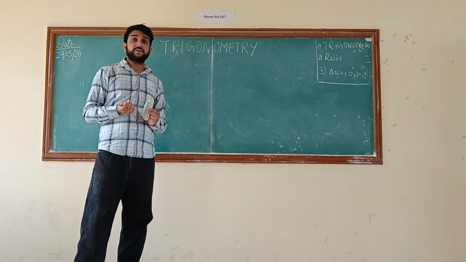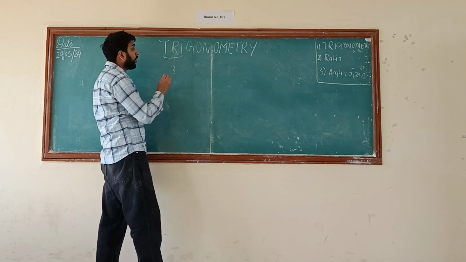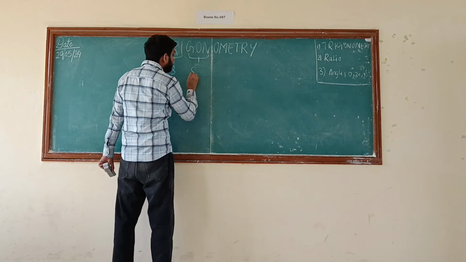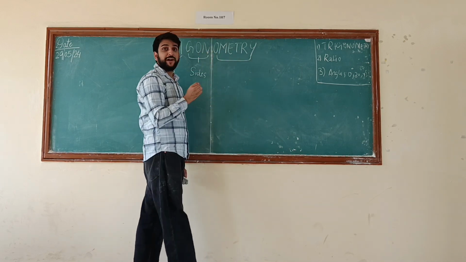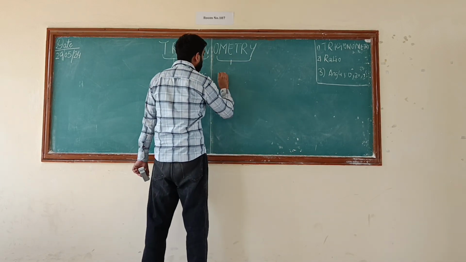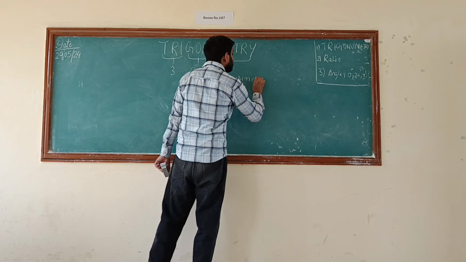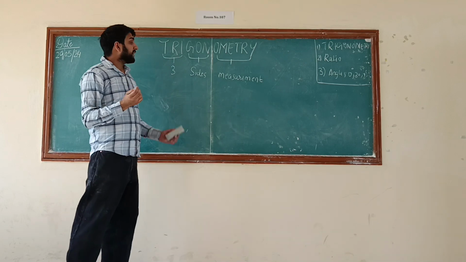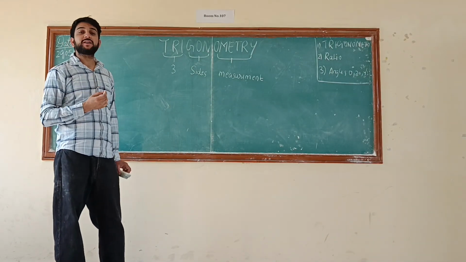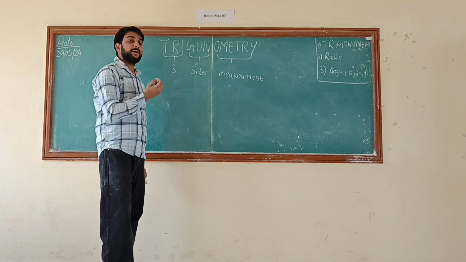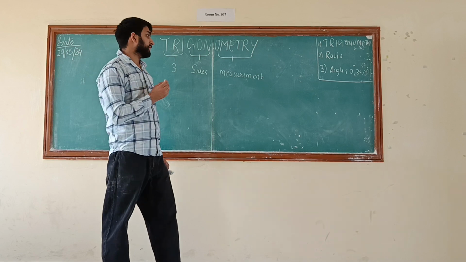Trigonometry is a Greek word where tri means 3, gon means sides, and metric or metron means measurement. So the English translation of trigonometry is 3 sides measurement. As you know, a polygon having 3 sides is called a triangle. So in this chapter, we are going to learn about triangles and specifically about the right angle triangle.